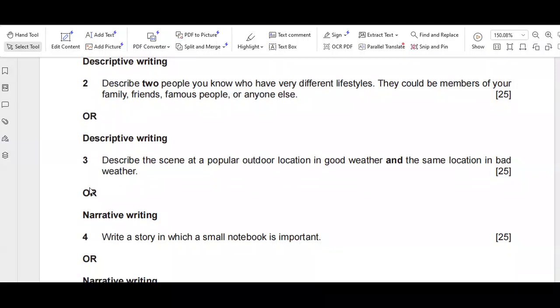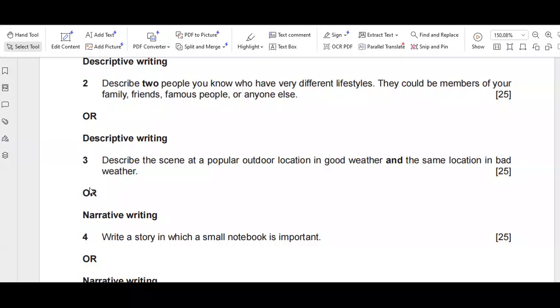So let's break down the question. That means we are supposed to describe a popular outdoor location. The word popular is the command word over here. That means we are not going to use some sort of general location. We are not going to describe our room, because our room is not popular at all, right? So first and foremost, you need to choose a well-known outdoor place.